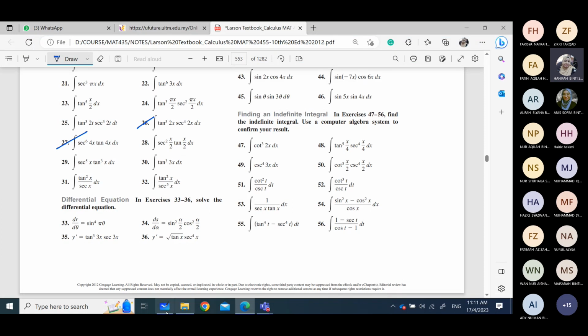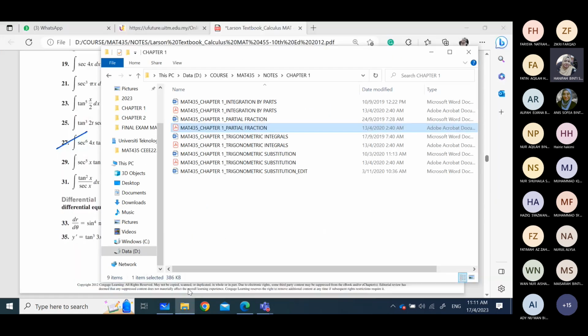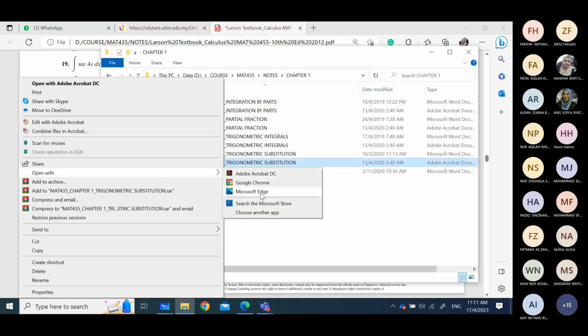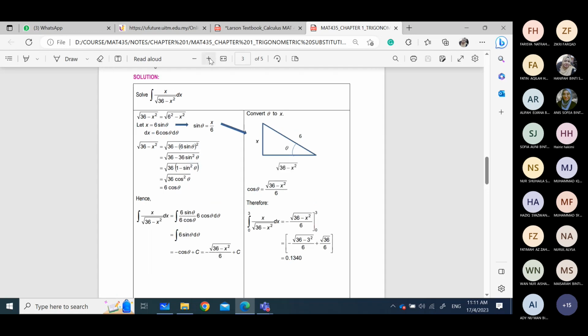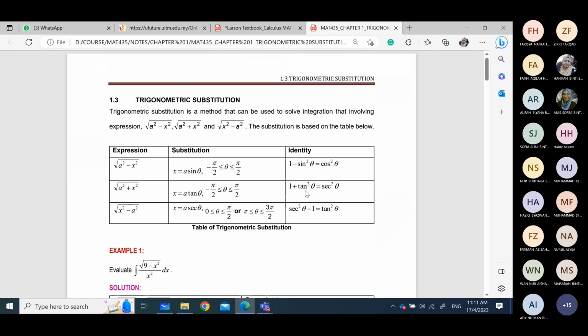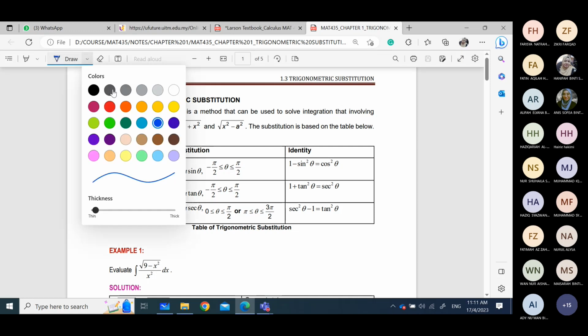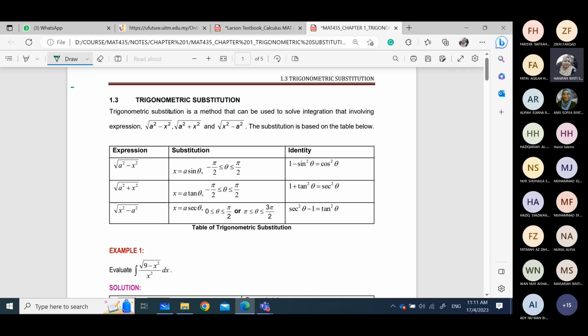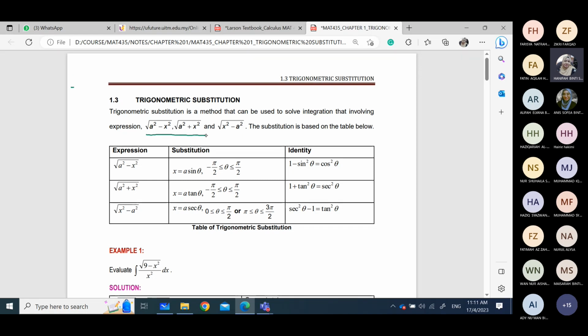Okay, so next kita akan masuk topik seterusnya, trigonometric substitution. Okay, look at this one, trigonometric substitution. Trigonometric substitution is a method that can be used to solve integration that involves expressions square root a squared minus x squared, square root a squared plus x squared, and square root x squared minus a squared. Okay, so the substitution is based on the table below.